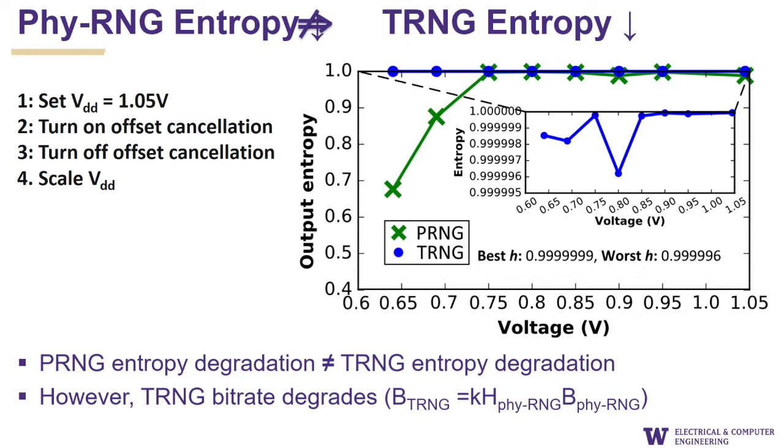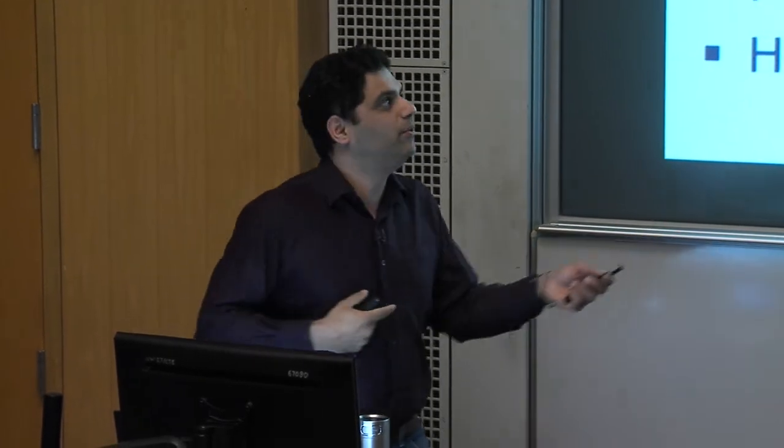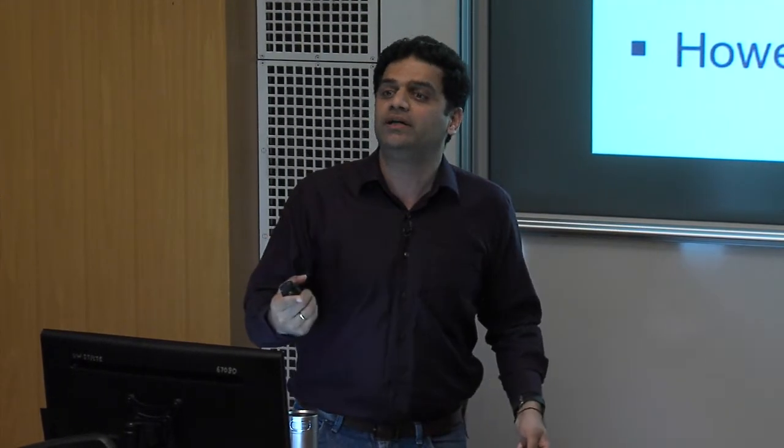There is no free lunch. We are providing these qualities at the cost of energy efficiency. So if you have a really lousy physical random number generator, you're going to dissipate more energy, but you're still going to be able to provide a quality assurance. That's the problem we're solving.